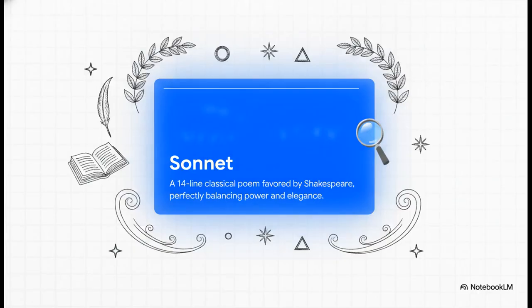Next up, we step into the sonnet. Now, a sonnet is a classical 14-line poem, famously favored by Shakespeare. Writing one requires structure, power, and a lot of elegance, and the Sonnet model mirrors this perfectly. It sits right smack in the middle of the family, serving as this beautifully balanced, highly elegant default that honestly handles the vast majority of production environments with total grace.